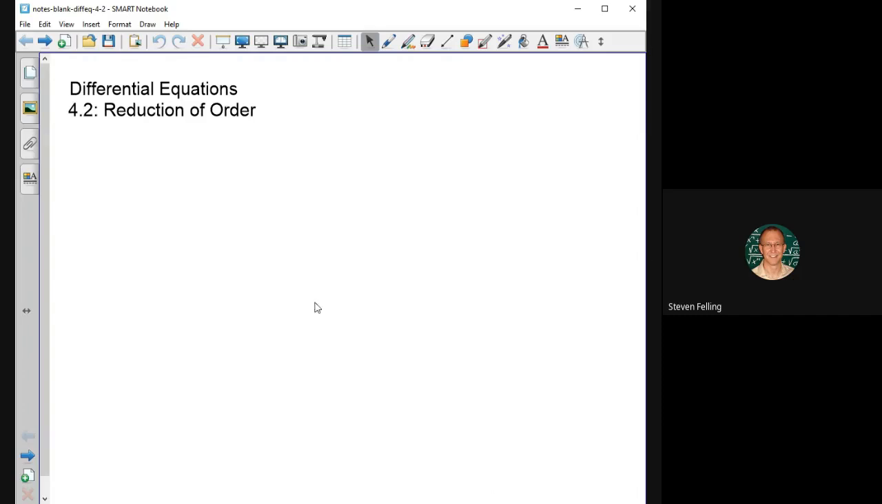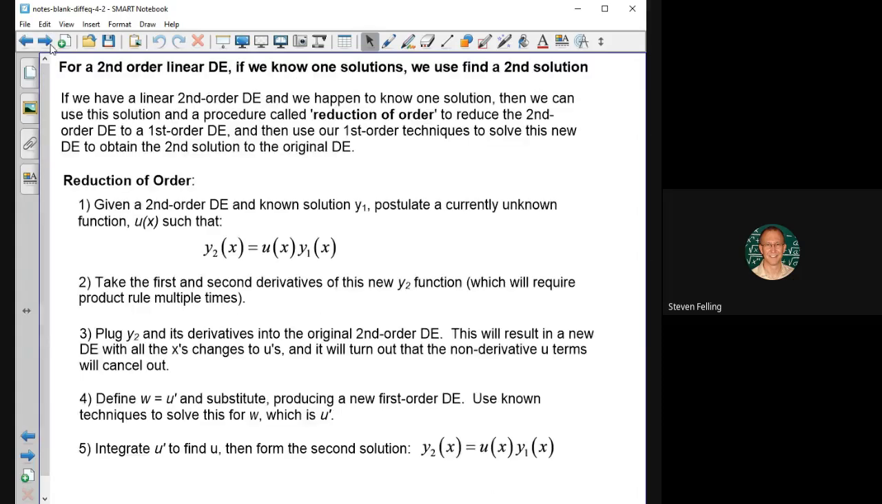All right, so if you have a second order linear differential equation, if you happen to know one solution, then we can use the methods of this section to find a second solution. This is a kind of esoteric technique, but it does have application, and we're going to need it later on in the course.